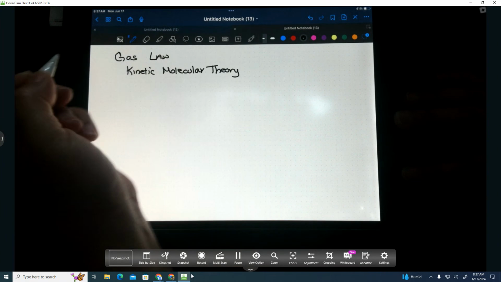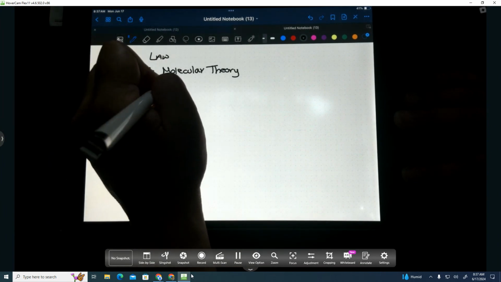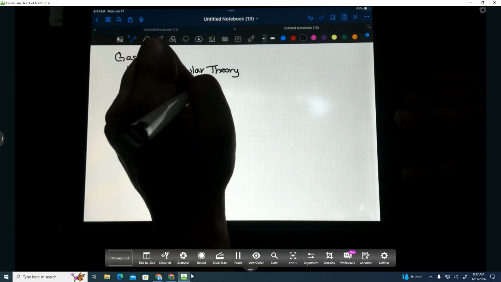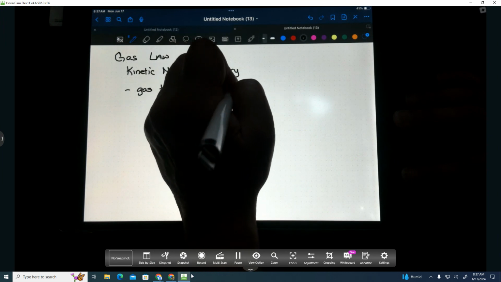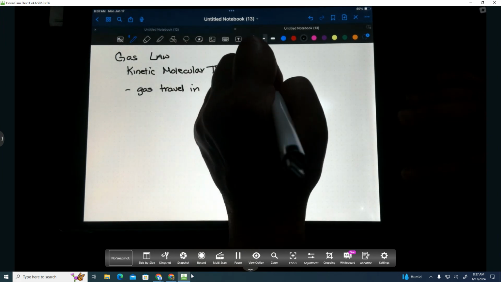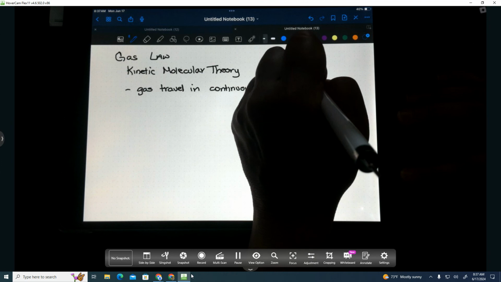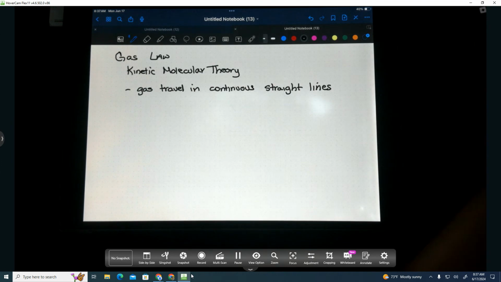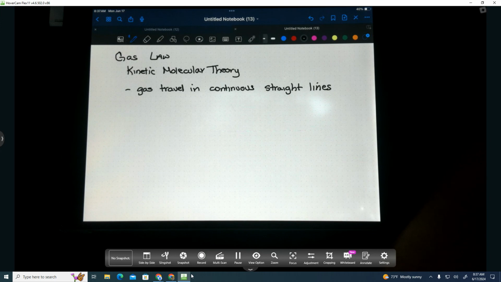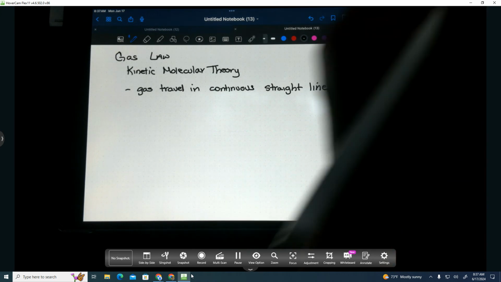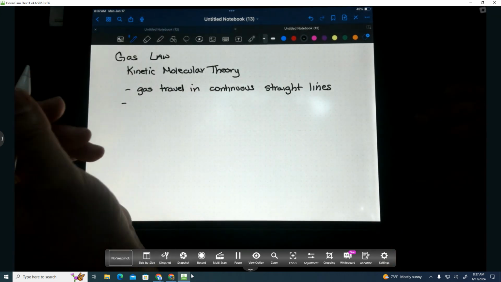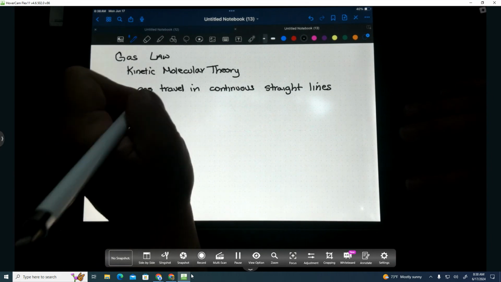I wouldn't answer that. It says gases travel in continuous straight lines. That means if I'm a gas particle, I am going to travel forever in a straight line. Now, does that really happen? No. Eventually, it's going to hit something. When it does hit something, it bounces back. And those collisions with things are perfectly elastic collisions.